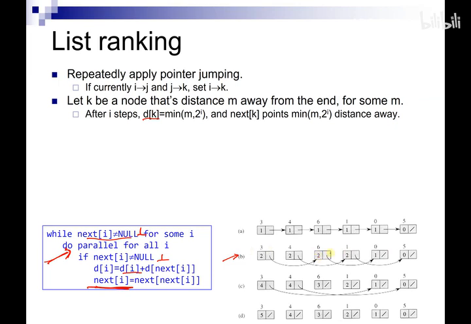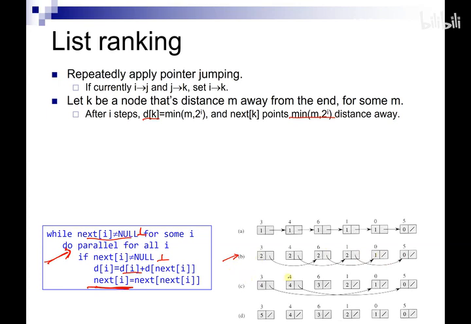So only the first 2 to the i nodes have the correct distances. All of the other remaining nodes do not have the correct distance yet. Also, all of the nodes are going to point to a node which is the minimum of m and 2 to the i distance away. For example, this node is going to point to a node which is distance 2 away. This node is also going to point to a node that's distance 2 away.